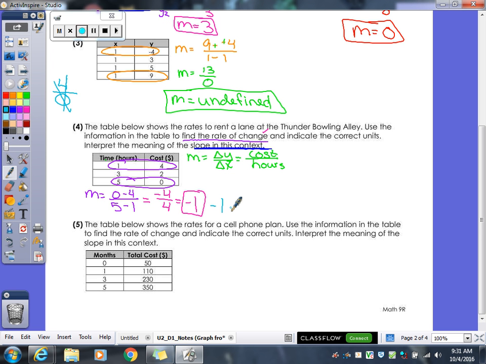So our correct units would be -$1 per hour. That would be finding our slope using your correct units. The other part, though, wants us to interpret the meaning of the slope in context. So since our slope is a negative, what does that mean is happening to your costs? It's going down. So this means our cost per hour decreases the longer we play.